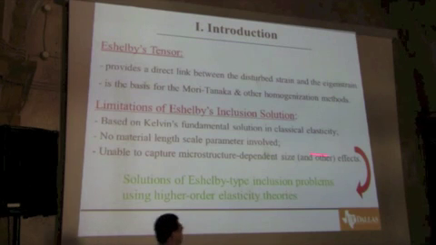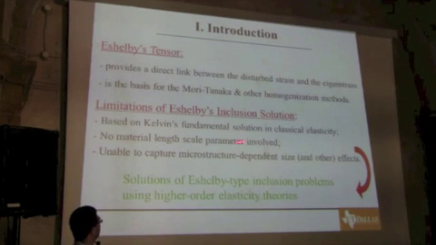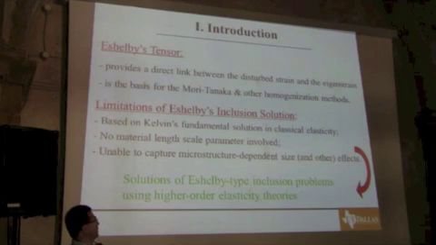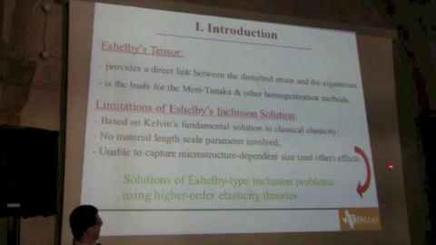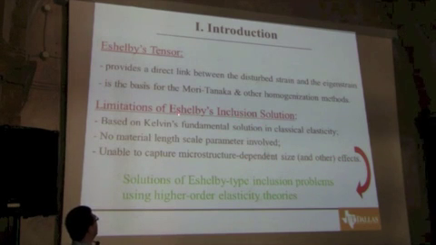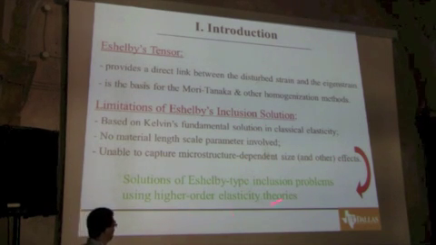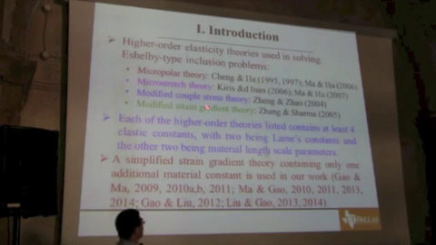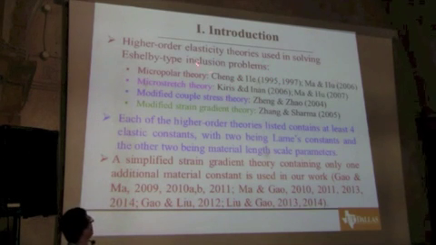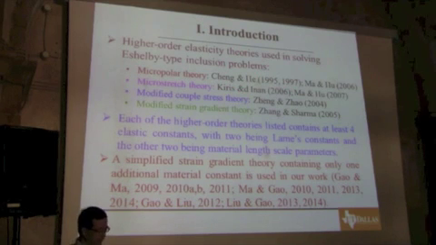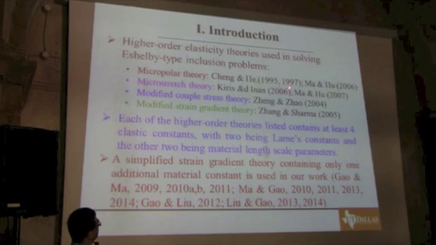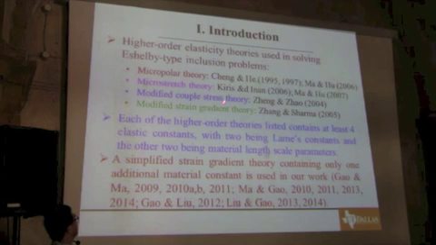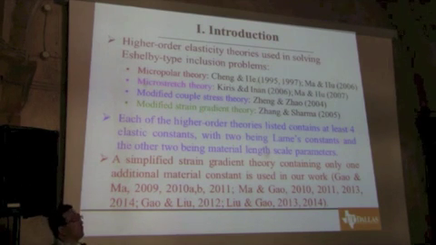But this is based on classical elasticity. We see limitations: there is no material length scale parameter involved, so you cannot capture anything that depends on the microstructure, including the size effect. There have been efforts to improve this type of solution by invoking higher-order elasticity theories. I'll list a few on the next slide. It started in 1995, with two papers published by this group in the International Journal of Engineering Science, followed by a few other people, who used different theories: micropolar, microstretch, modified couple stress, and modified strain gradient theory.